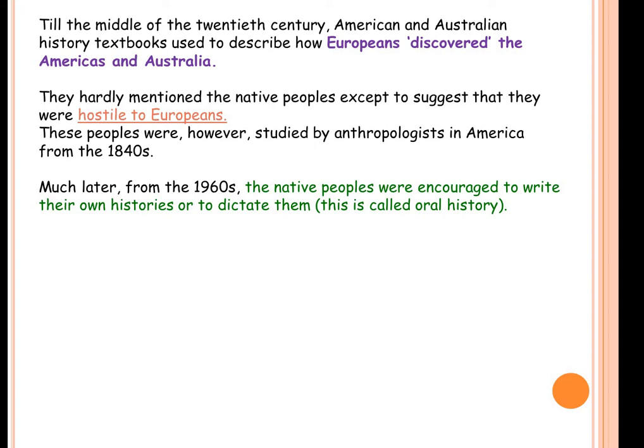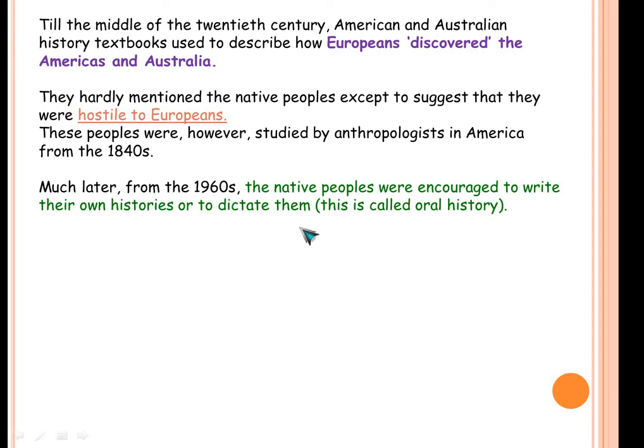It could be studied by anthropologists in America from the 1840s. These people who studied human beings were able to understand the suppression and regression that the natives always faced when the colonizers came to settle in their place. Much later, from the 1960s, the natives were encouraged to write their own history. Literature and even history saw a great eruption of recorded history by the natives, not by the Europeans.